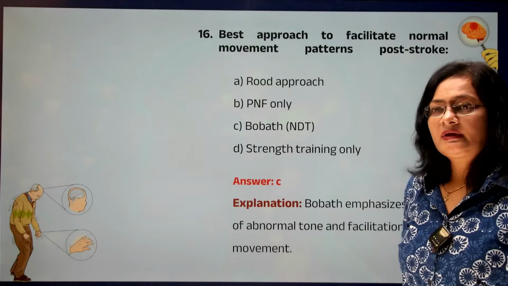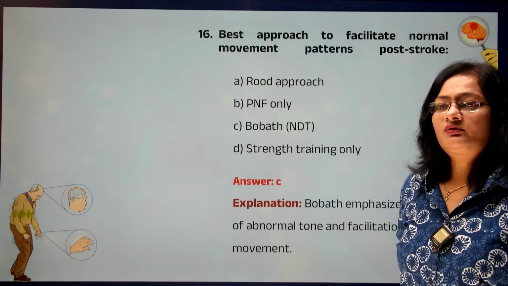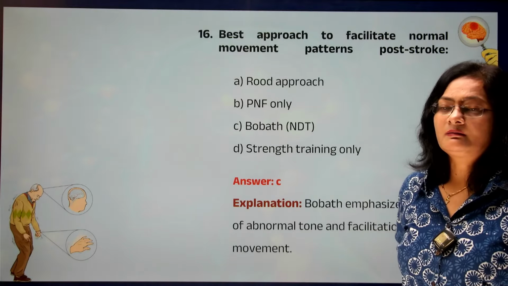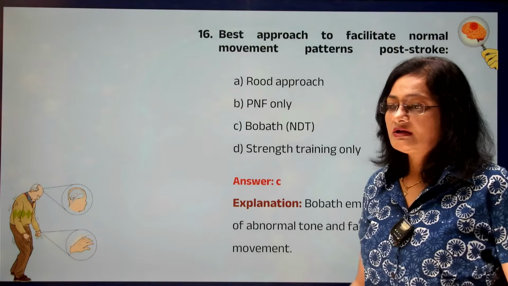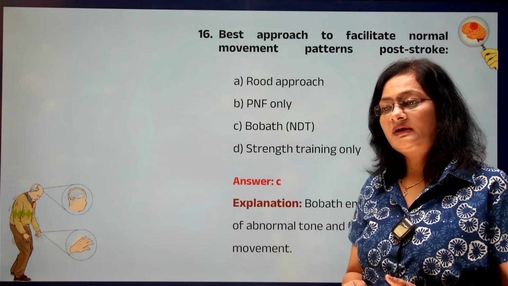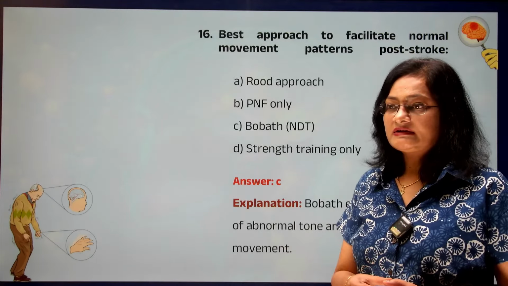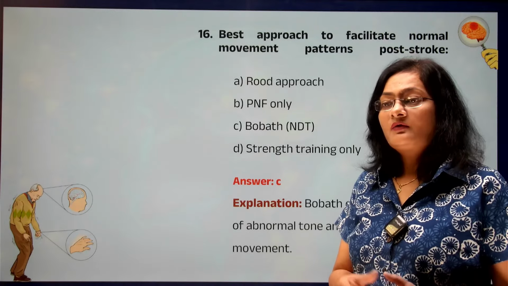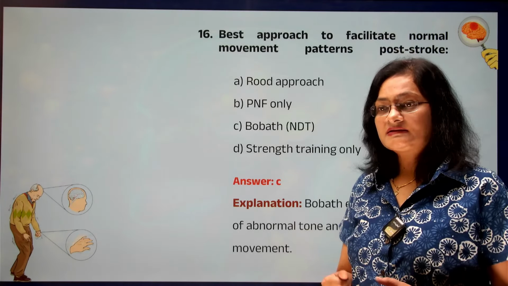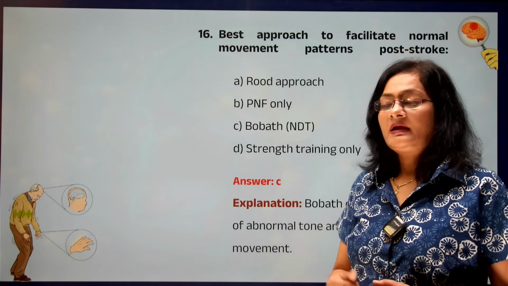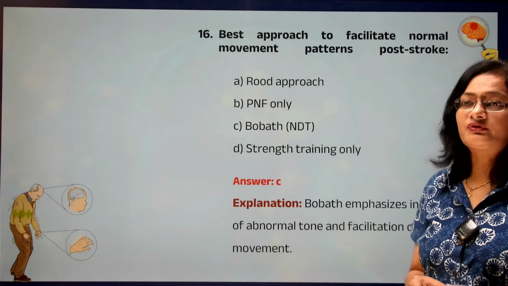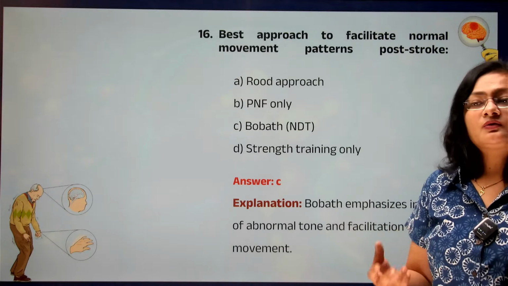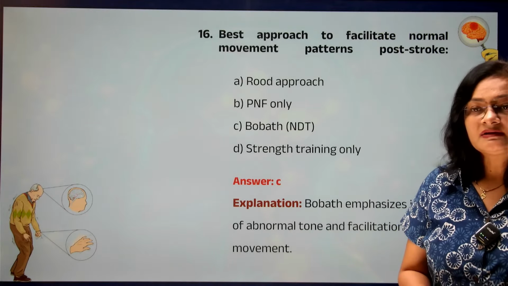So the answer will be: for facilitation of normal movement we are using the Bobath approach. The principle of the Bobath approach is that we try to inhibit the abnormal movement and facilitate the normal movement. For that we are using reflex inhibiting posture and reflex inhibiting pattern, which is the key concept of the Bobath approach, which we are going to discuss in the upcoming sessions.